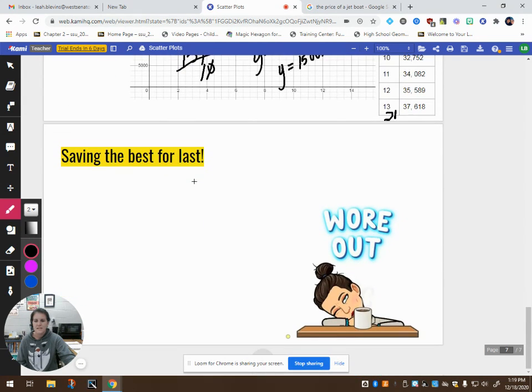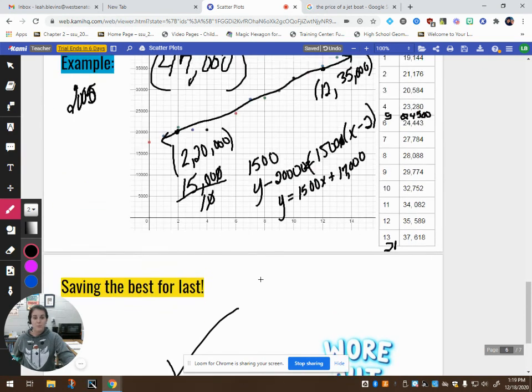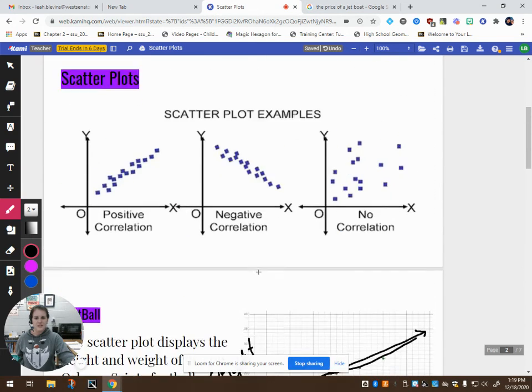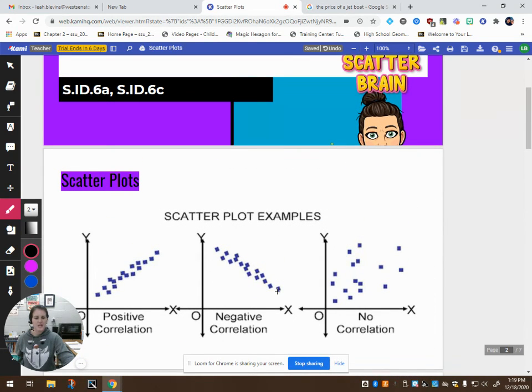So saving the best thing for last. That's it. You're done. The best thing for last is, woohoo, you made it through. You finished the lesson. I hope that I didn't bore you to tears with this. But again, scatter plots are important to know. It's important to recognize them, knowing the positive relationship, negative relationship. And then there's some information out there where there's no relationship whatsoever.